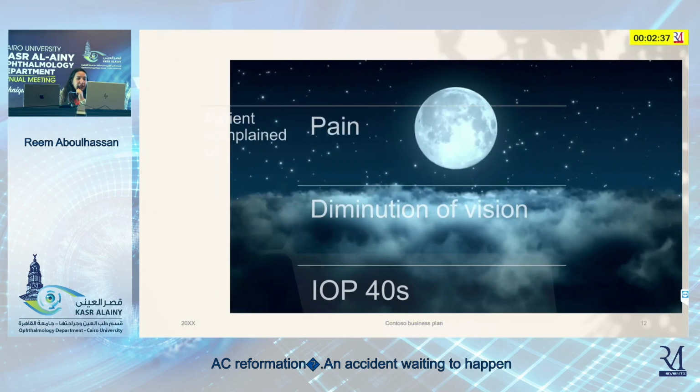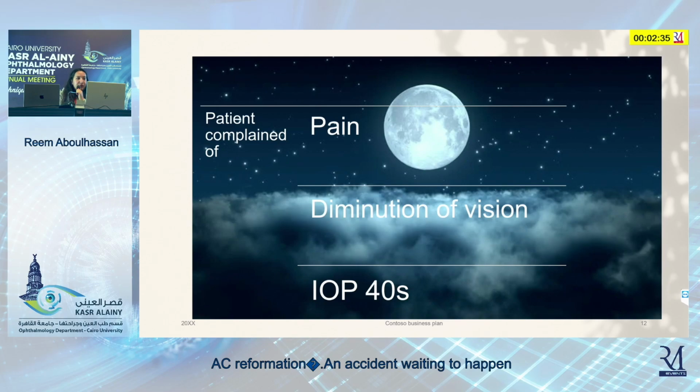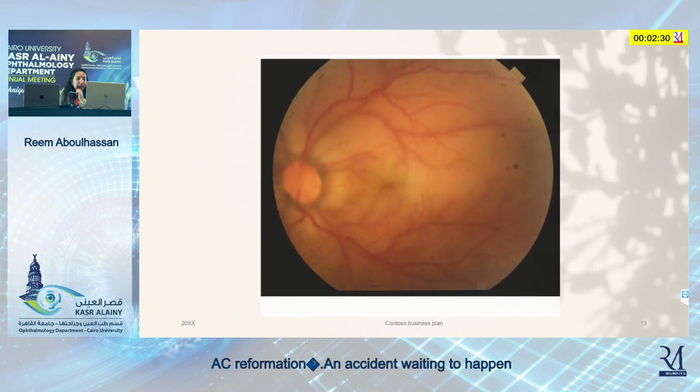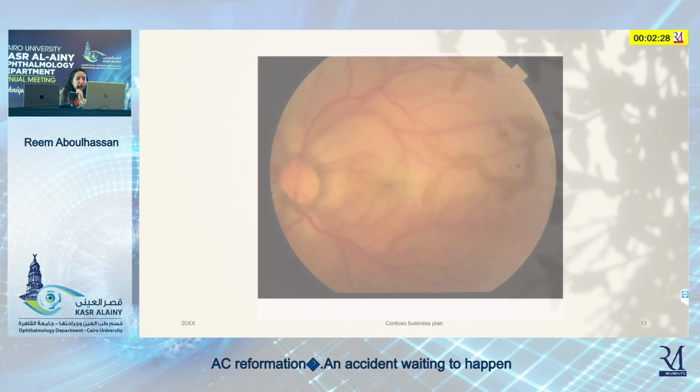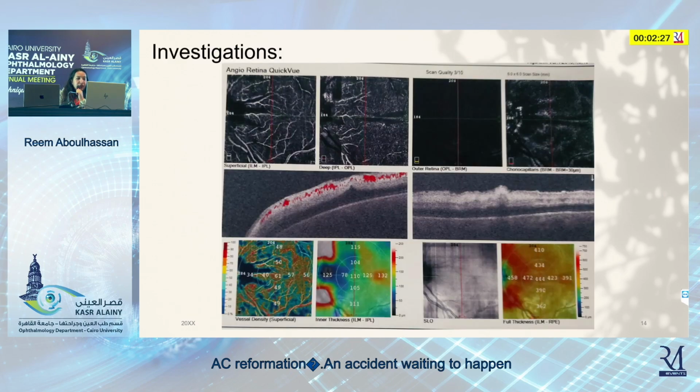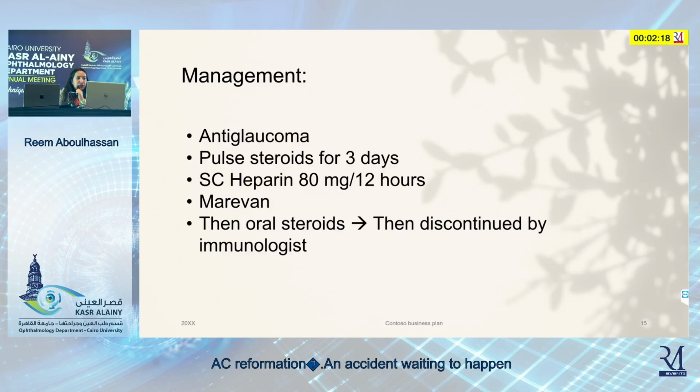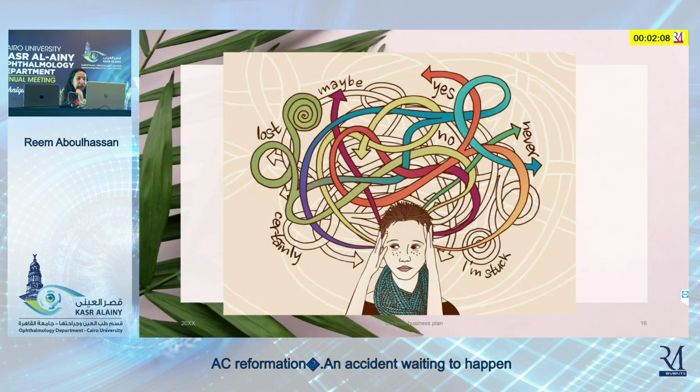And unfortunately, on that night, she developed acute pain, acute diminution of vision, and her IOP was in the 40s. The fundus exam revealed a cherry red spot with an artery occlusion. Her OCT angiography revealed PAMM, paracentral acute middle maculopathy, with hyperreflectivity in the inner retinal layers and a flow deficit. So she was put on anti-glaucoma treatment, received pulse steroid for 3 days, subcutaneous heparin, and then was switched to warfarin, and then she was tapered on the oral steroid, which was then discontinued by the immunologist.